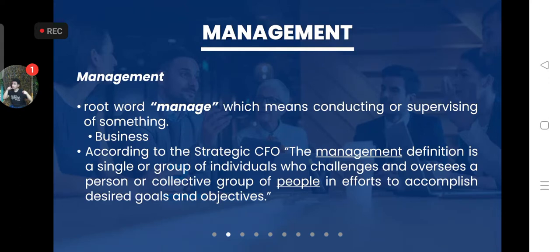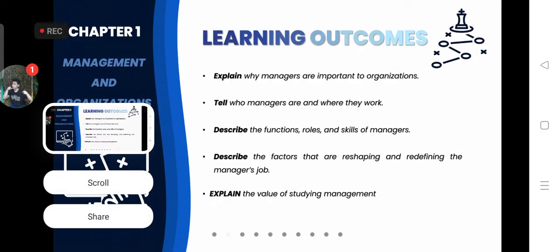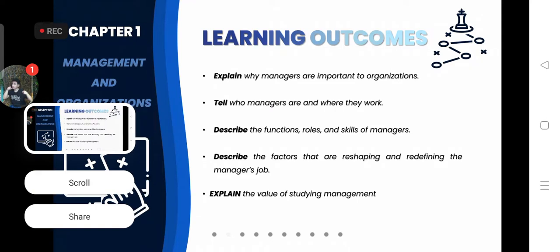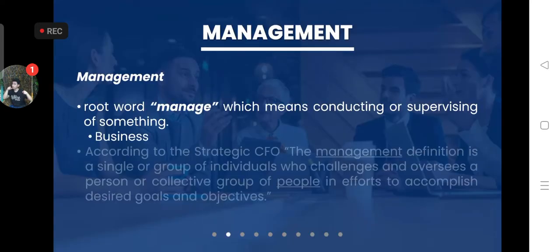So the learning outcomes for this chapter are: we explain why managers are important to organizations, tell who managers are and where they work, describe the functions, roles, and skills of managers, describe the factors that are reshaping and redefining the manager's job, and explain the value of studying management.